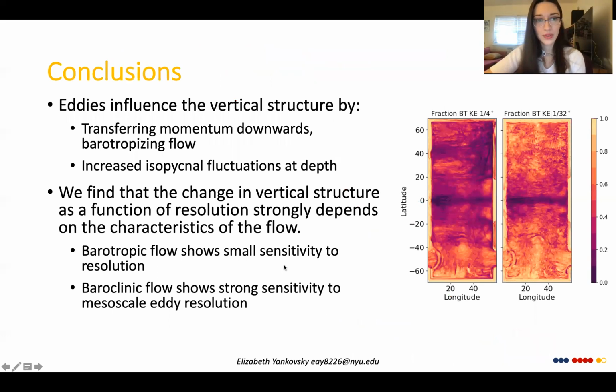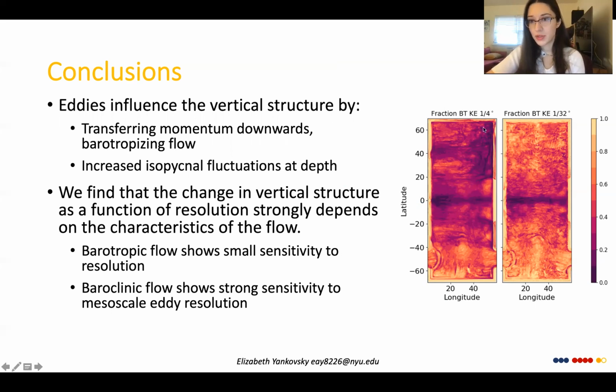Some conclusions. Eddies influence the vertical structure by transferring momentum downwards and causing barotropization of the flow, and also increased fluctuations at depth. We also find that the change in vertical structure as a function of resolution depends on characteristics of the flow. So barotropic flow shows small sensitivity to resolution, and baroclinic flow shows a much stronger sensitivity to resolving mesoscale eddies and influencing the energy pathways.